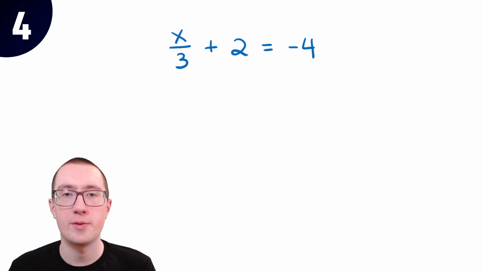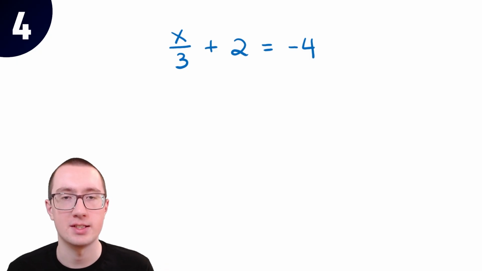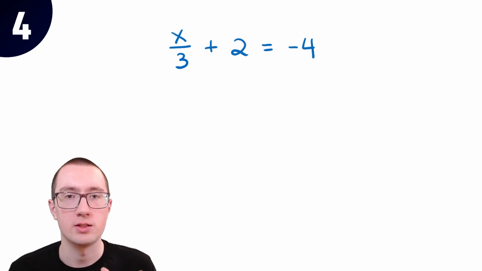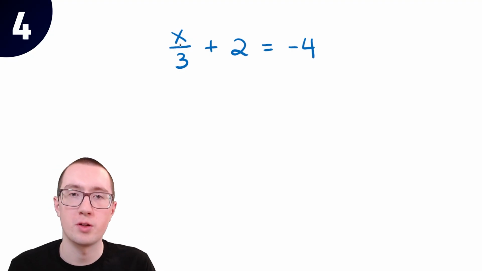Now let's try to do the same thing for this problem. Let's try to get x by itself to find out what it's equal to. It's a little bit more difficult this time because we have two things we have to get rid of. We need to get rid of this 3 that's being divided. Remember that fractions are the same as division. And we also have to get rid of this +2. Now technically you can get rid of whichever one you want first.